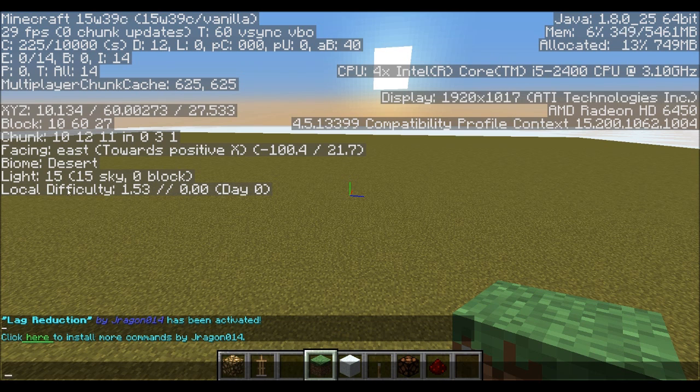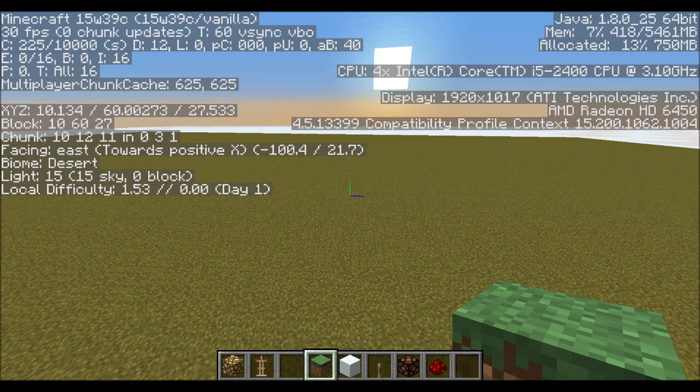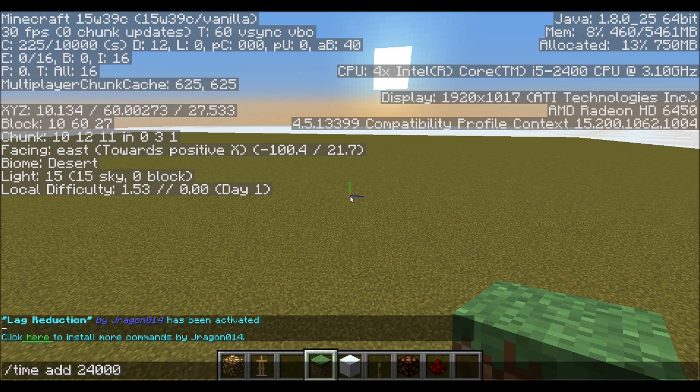Next up we have the local difficulty, which is currently 1.53 out of, you'll see 0 here, and it even tells me what day it is, so we're on day 0. So if I go time add 24,000, then you'll see that it's now day 1, and now if I keep doing that, you'll see that the local difficulty will go up, because the longer you stay in a world, the more difficult it gets, so you have a higher chance that armored mobs will spawn.